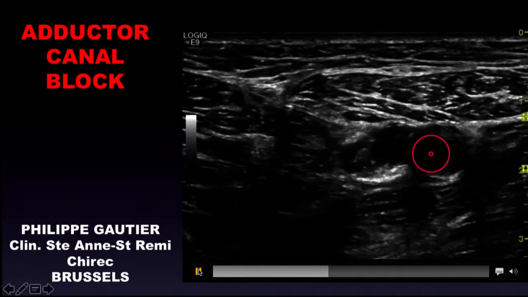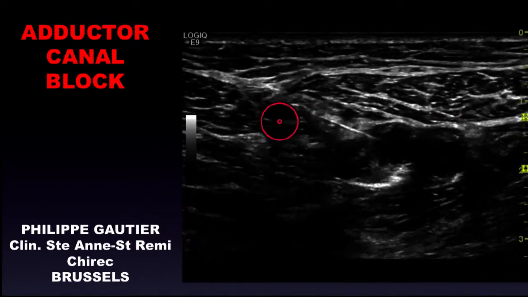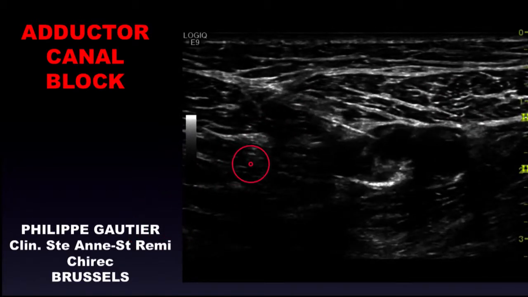And this femoral artery is surrounded by the sartorius on one side, by the vastus medialis on the other side, and the adductor on the third side. And you have just seen here that the local anesthetic has been injected and is now surrounding the vastus medialis nerve, and in a few minutes, most probably, the saphenous nerve that is located there.